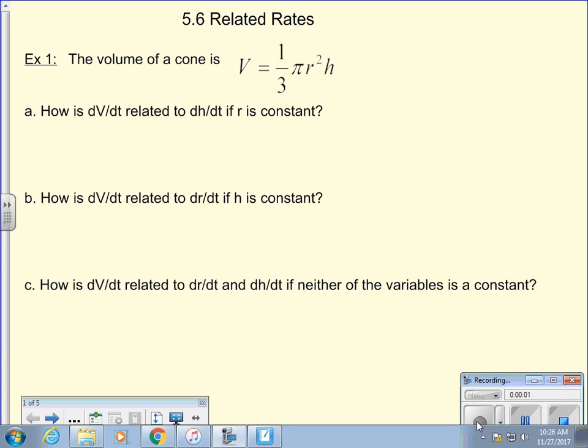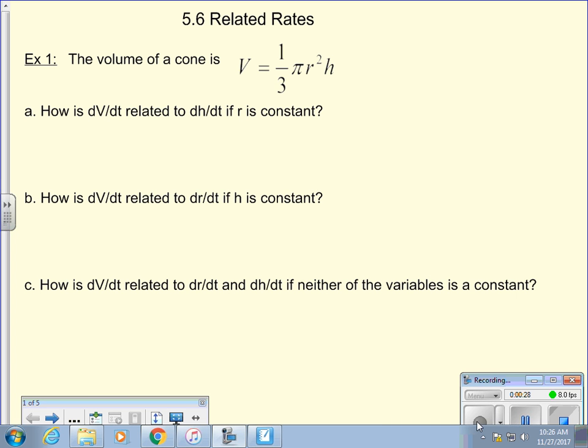Everything changes with respect to time. Everything changes. It doesn't matter what we're talking about. dB/dt, bushels per time. They're going to relate how one thing changes and compare it to how something else changes. So if the radius is changing at a particular rate, how fast is the volume changing? And that's what we're going to compare.